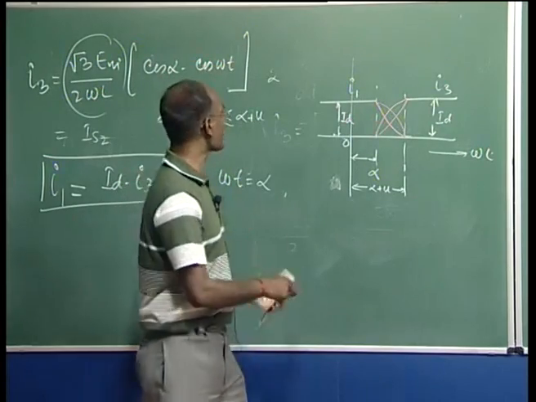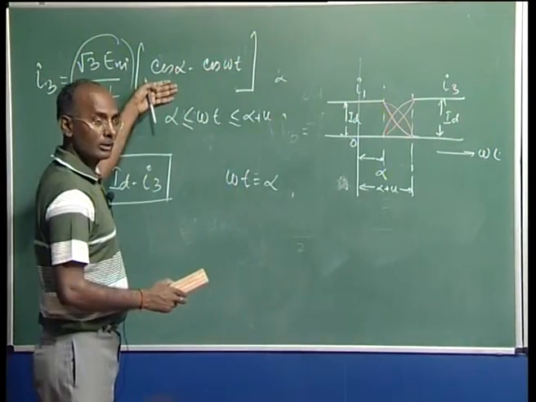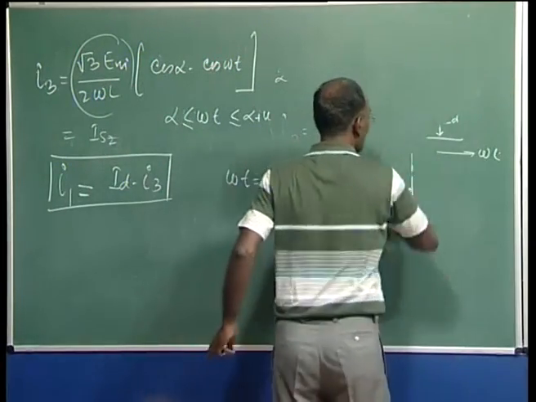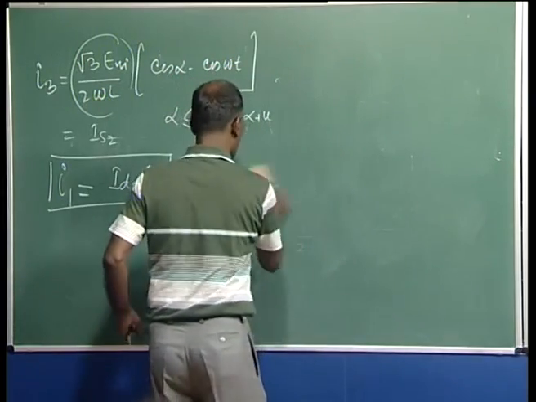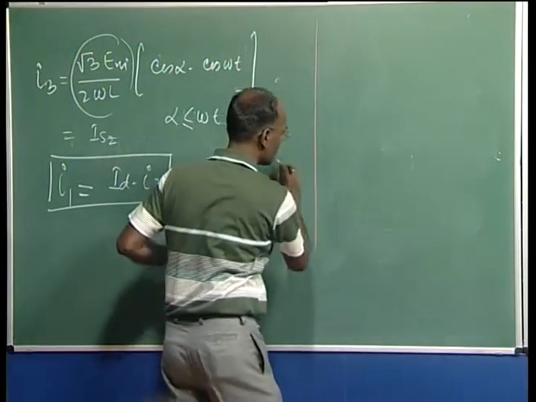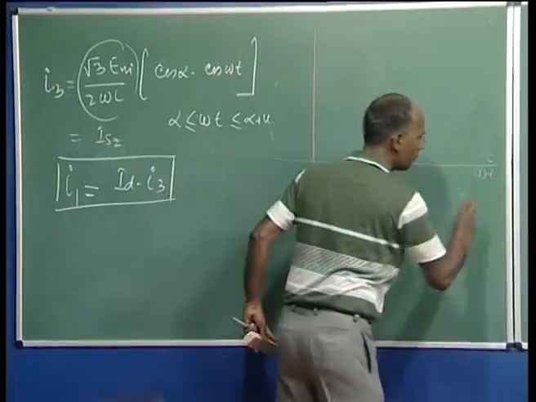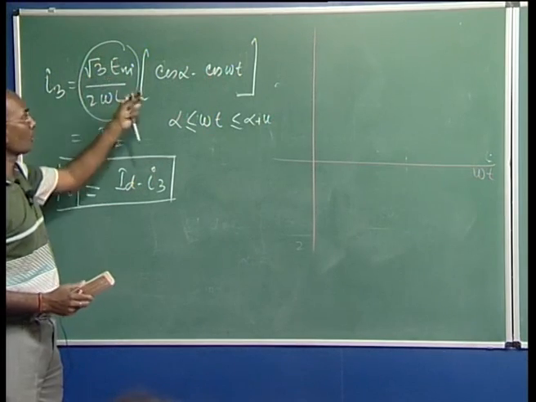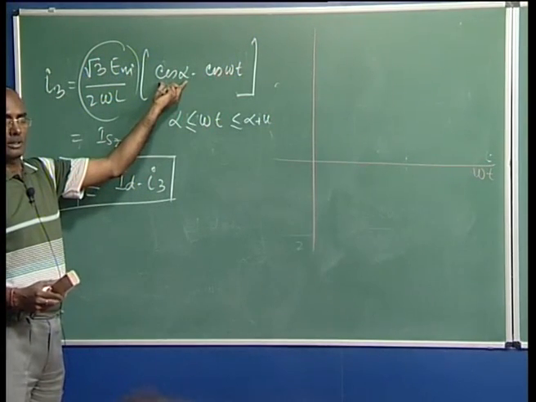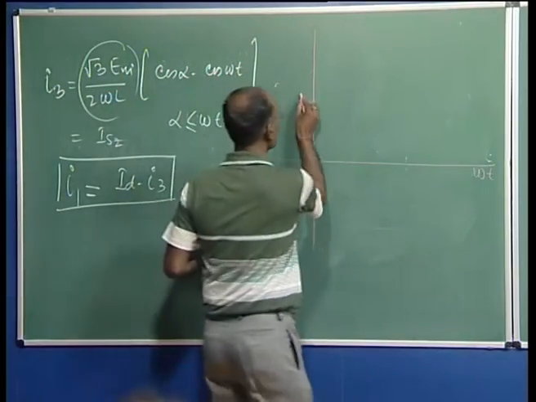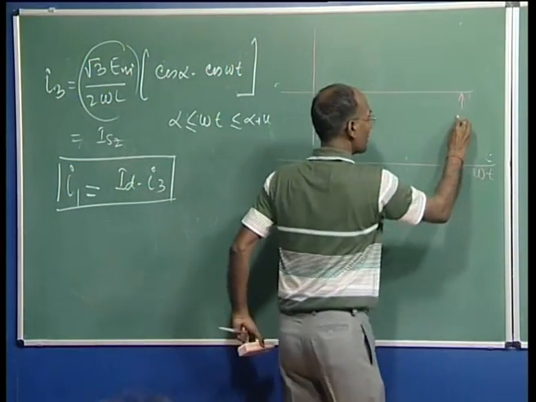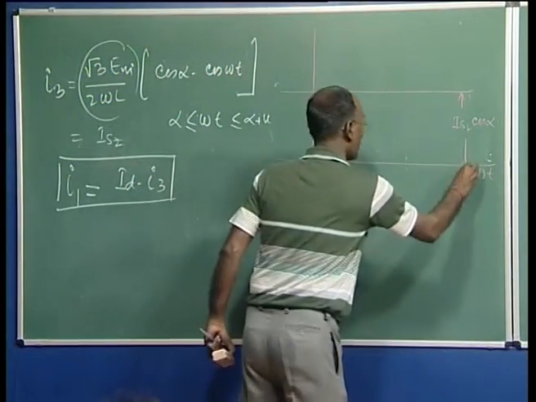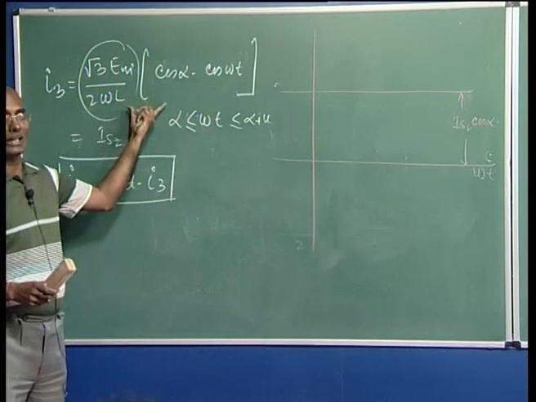To see this, let us draw the diagram for I3 and your I1. Now, to have this, we can have an axis. This is your big axis omega t. Now, I am drawing the expression. Let us suppose this is a constant. So, this value is constant, means there is some positive value here. I can say it is nothing but IS2 cos alpha, because in this I3 this value is added.